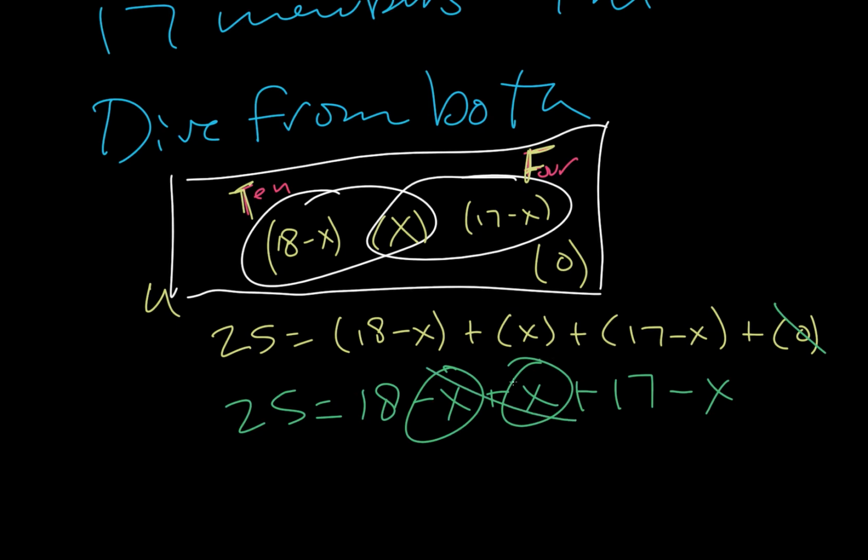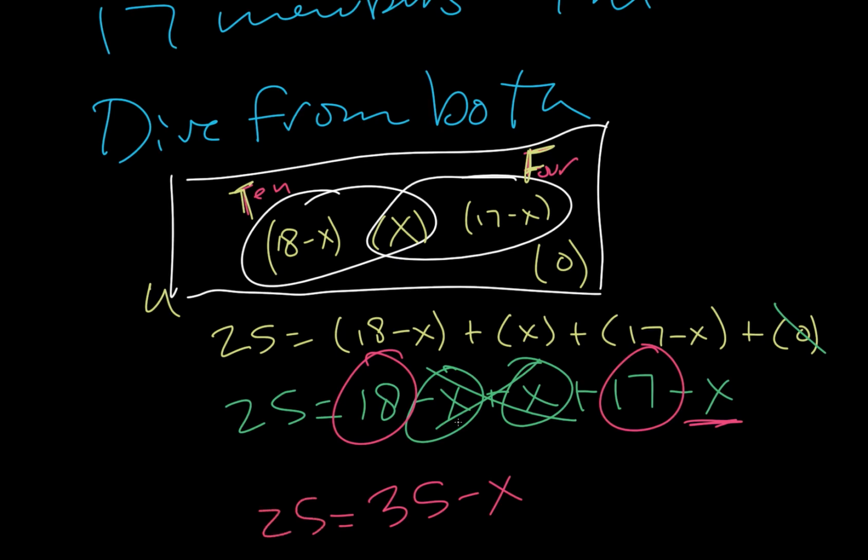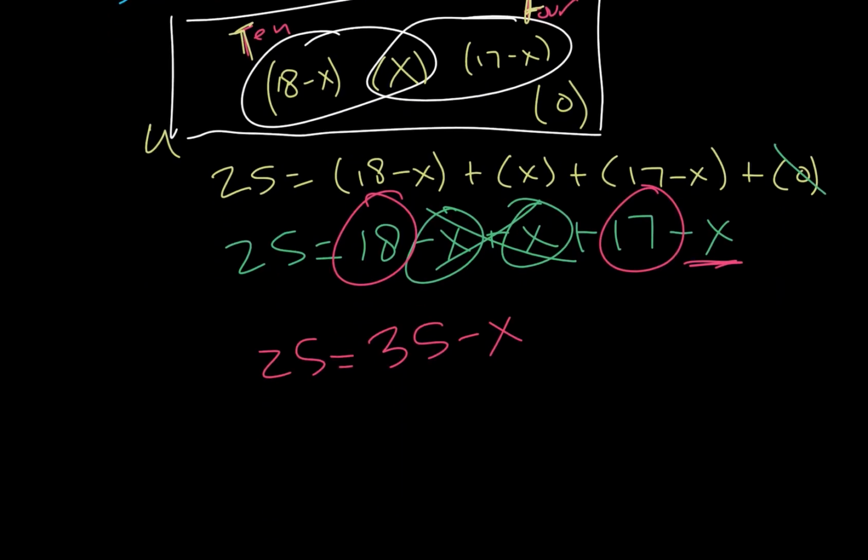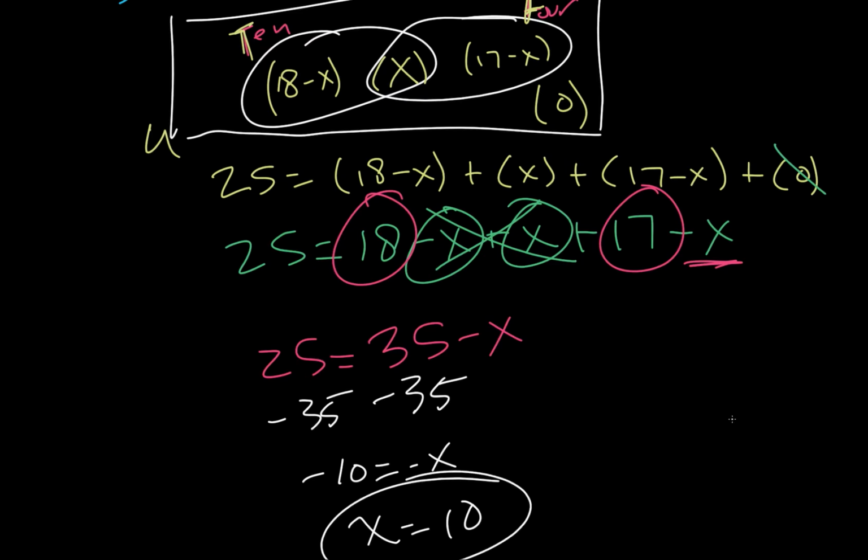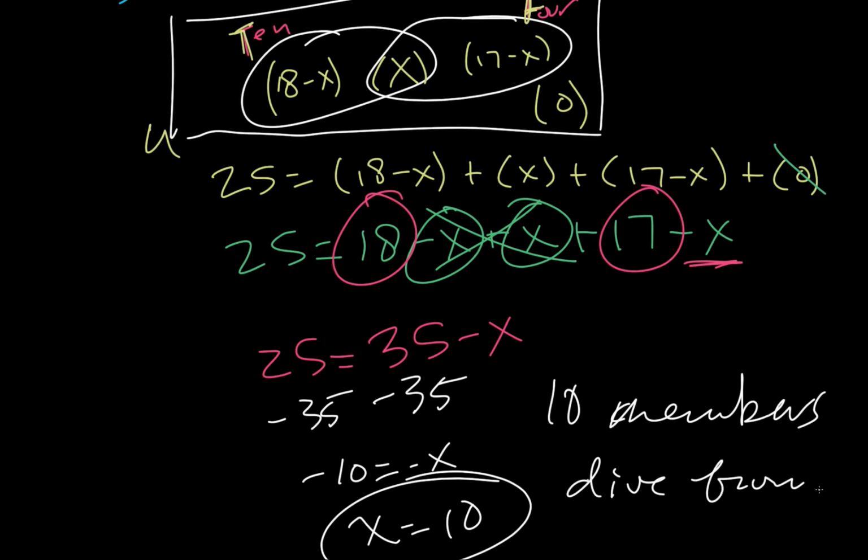Negative x, positive x, that will cancel. Add these together. We'll get 35, and then we still have this minus x right here. Then subtract 35. We get negative 10 equals negative x, which means x equals 10. And so we'd want to write 10 members dive from both heights.